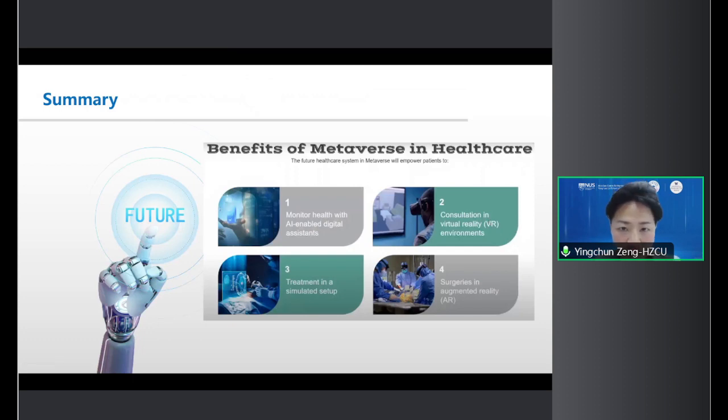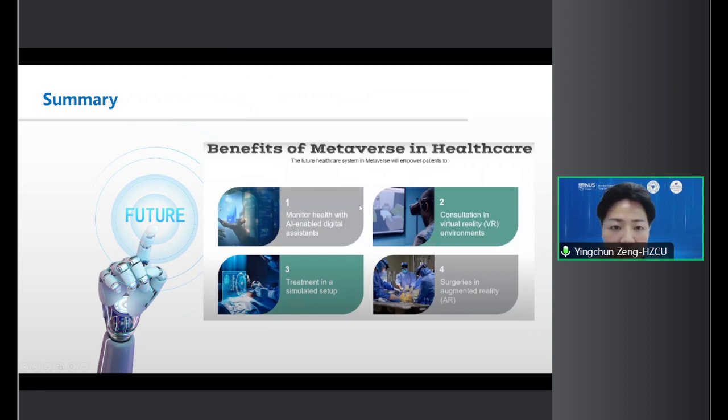So let's take a quick summary. What are the benefits of metaverse in healthcare? First, monitor health with enabled digital systems. Like a Lancet Digital article said, in recent 5 years, the application of AI in healthcare has sharply increased, especially in the USA and China. The second benefit is constant communication in the VR environment. Even if our speakers are in the USA, Singapore, and China, we can communicate over long distances. Another benefit is treatment in a simulated setup. The final benefit is using AI in surgery. Also, for example, AI is used in medical training, but AI used in surgery is more and more common.